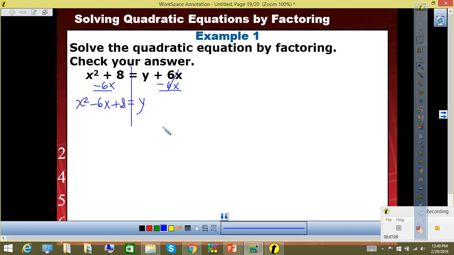Step 2 says what, Idalis? Substitute 0 for y. So instead of y, I'm going to substitute 0. I bring everything else down, x squared minus 6x plus 8. However, let me elaborate on this part.